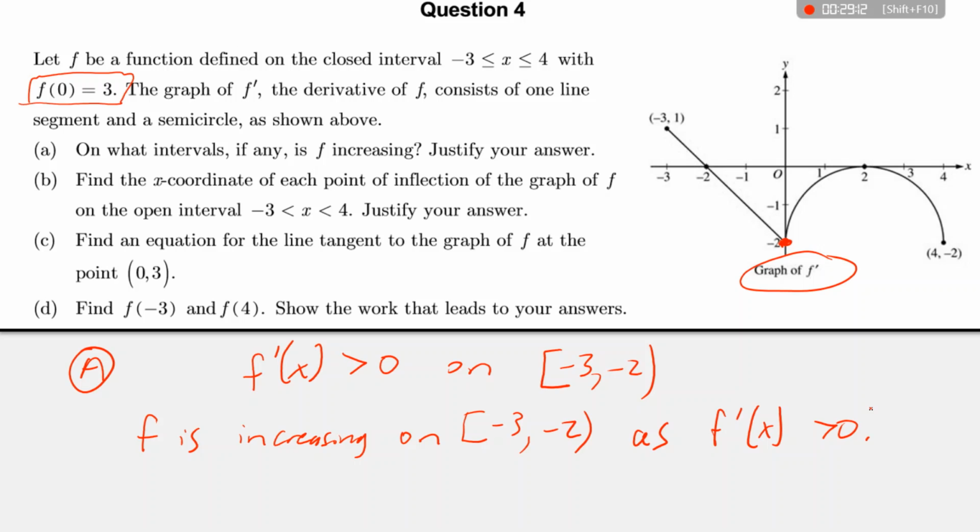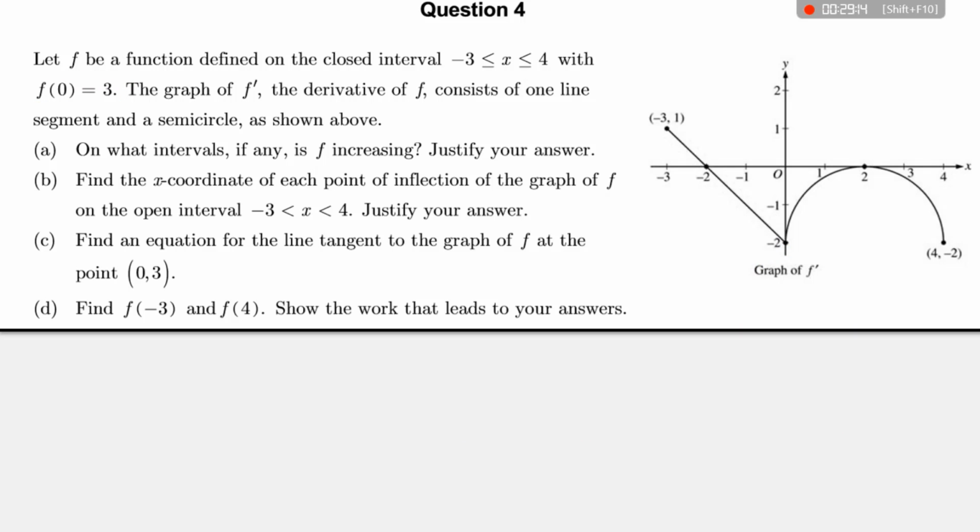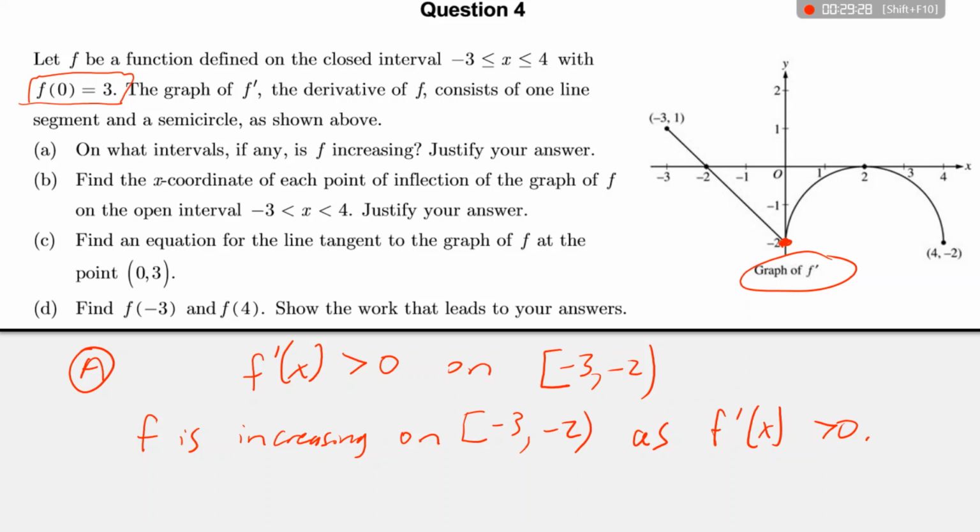Okay, part B. Find the x-coordinate of every point of inflection for the graph of f. To be a point of inflection, what has to be true? But isn't the point from 2 to 4 also decreasing? Can we go back? Oh, it's increasing, or we're looking for increasing.